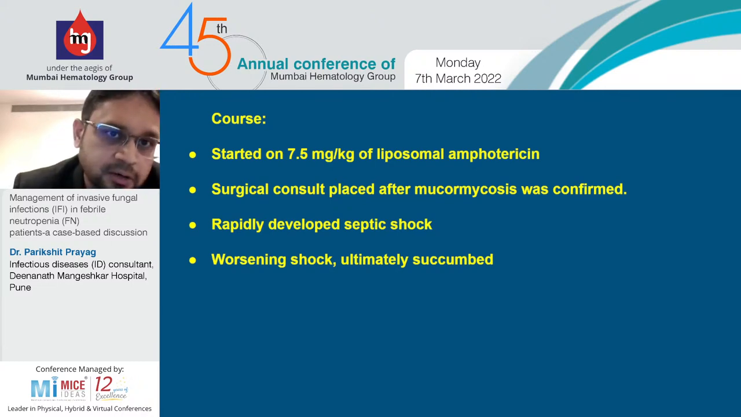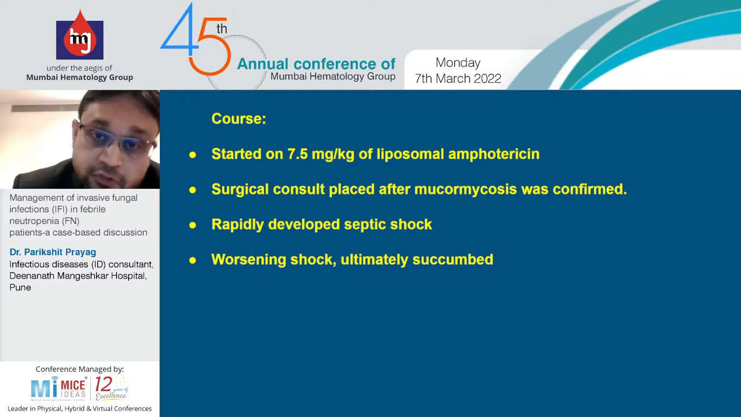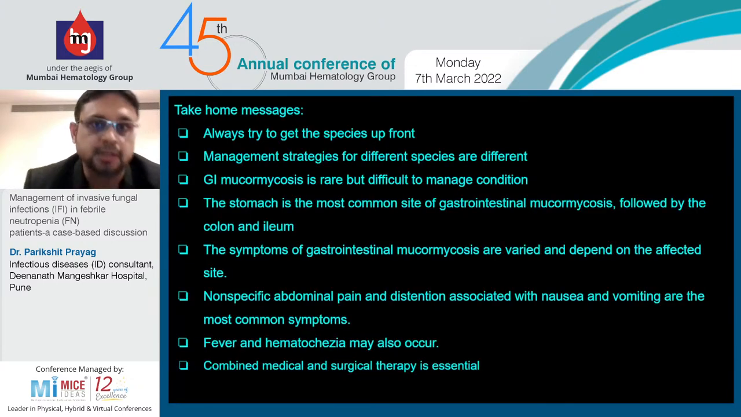So this patient was started on high dose liposomal amphotericin because azoles are absolutely not going to be useful. Initially the drug of choice is going to be liposomal amphotericin. But as we often find with GI mucormycosis, the risk of secondary infections is enormous because these patients develop necrotic bowels. Surgery, although important, is not always feasible in these type of patients. So unfortunately, he developed septic shock, and later on his blood cultures grew pan-drug resistant Klebsiella, and then his shock worsened and he ultimately succumbed. So what would be the take-home messages from my first case?